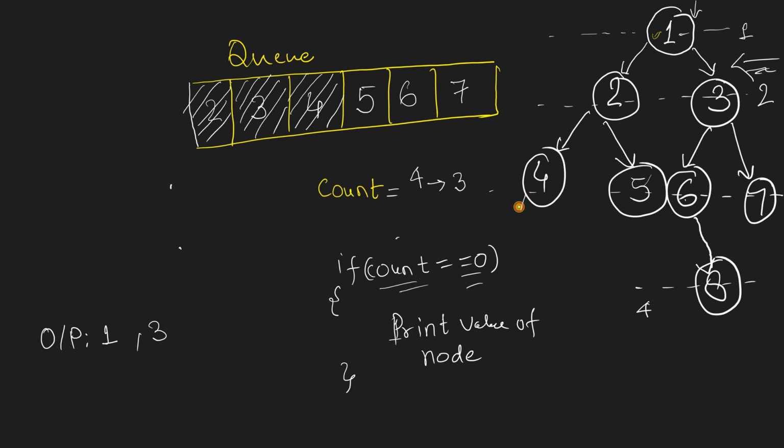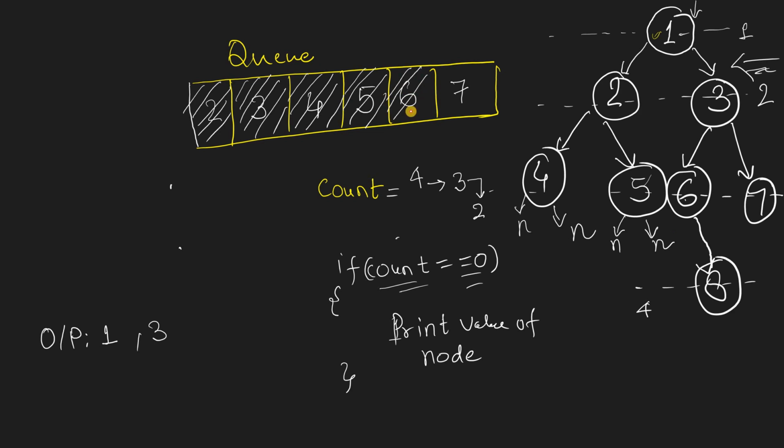After this, we'll see if 4 has any children that we can push into the queue. 4 does not have anything, so we'll leave 4. Now again we'll pop the next element, which is 5. We will again decrement our counter, so our counter will become 2. The counter is not equal to 0, so we'll not print anything. We will now check if 5 has any children that we can push into the queue. 5 does not have any children, so we'll not do anything.